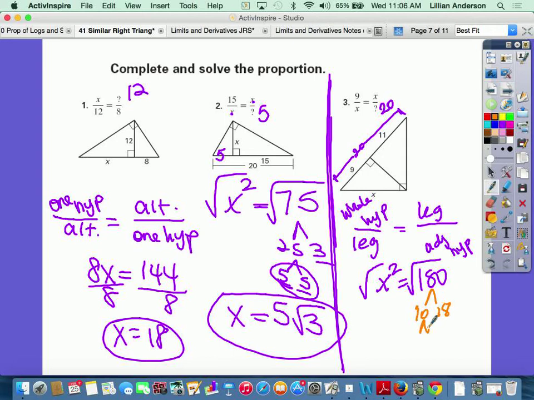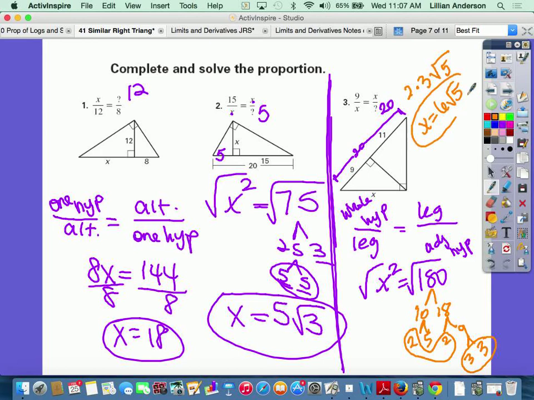Let's keep going since I already wrote these down. Break down 10. 2 and 5. Break down 18. Break down 9. 3 and 3. Do I have any pairs? I have a pair of 2s and a pair of 3s. What do I do to each pair? Take out 1 and then multiply them. What's left over? 6. A 5. So x is 6 root 5.